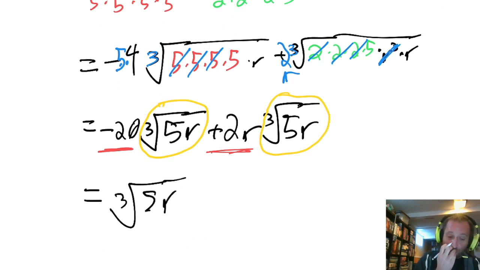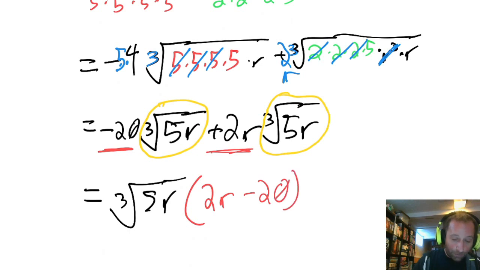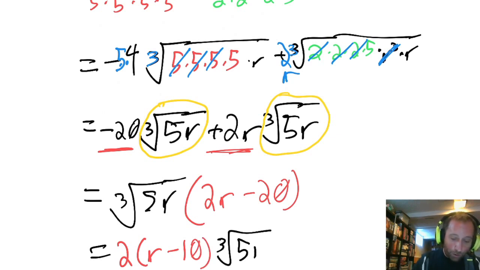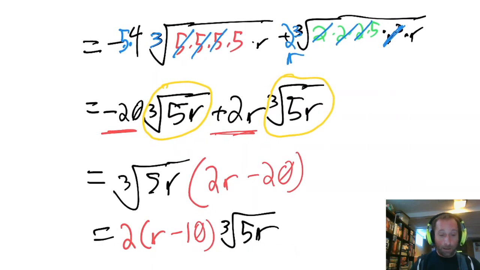So we're factoring this out, and when we do it, what is left over? It's the things that I underlined in red. And I'm just going to switch the order of them here: 2r minus 20. I could have left that as -20 plus 2r, but typically we put the variable first. And looking at this again, I can see that there is a factor of 2. So if I factor that 2 out, what I'm left with is r minus 10, and that is times the cube root of 5r. So that would be our fully factored and simplified expression.